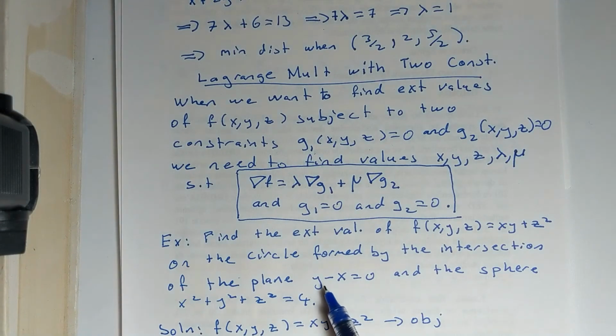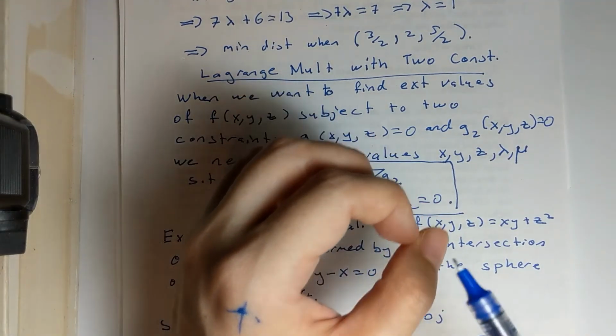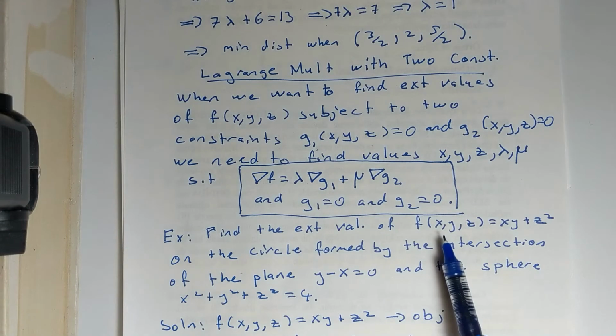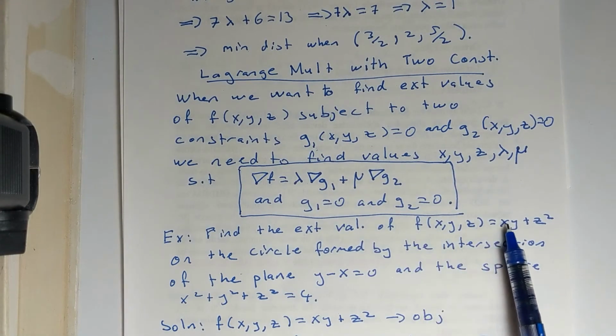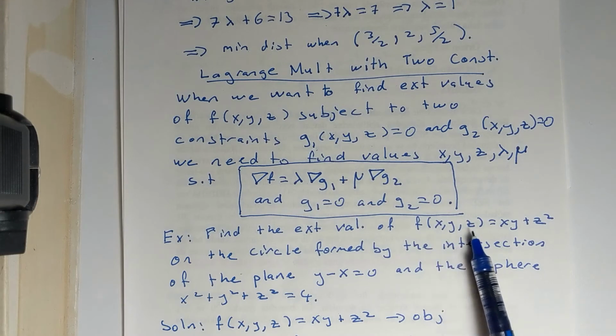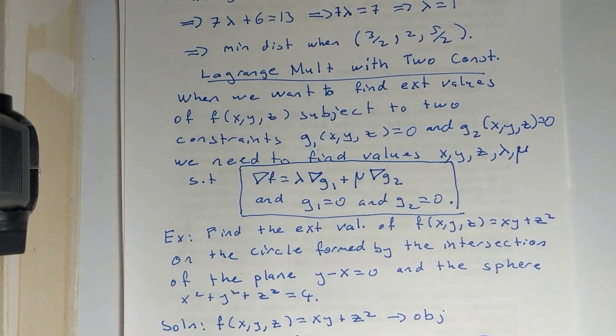So we have the circle formed by the intersection of y minus x equals 0 and the sphere x squared plus y squared plus z squared equals 4. We have a circle, and we want to find the extreme values of this function on that circle.